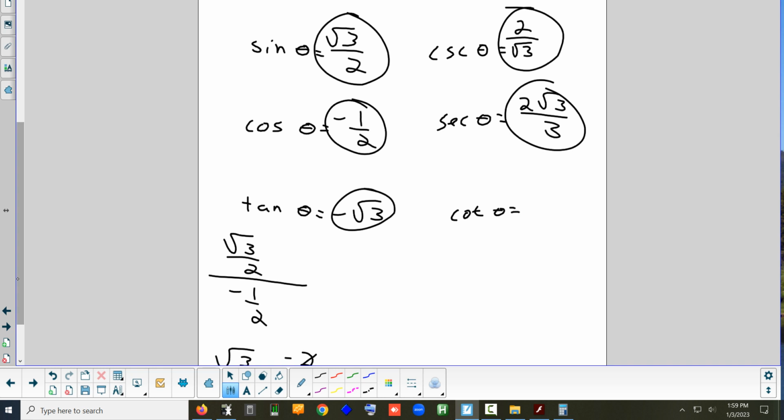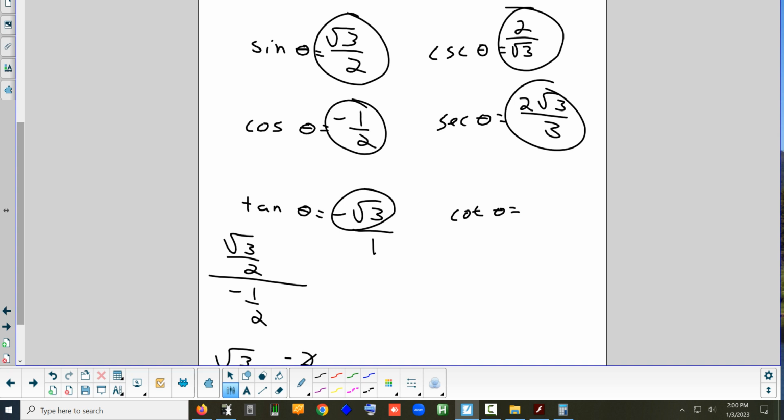And my cotangent. Sam, which trig function do we flip to get the cotangent? You flip the tangent. Now right now I don't even have a fraction for the tangent. So how could I make tangent a fraction? Put 1 under it. Yep, you can put a 1 under it. So when you flip that, you don't have to fix it, but just tell me what you get when you flip it.